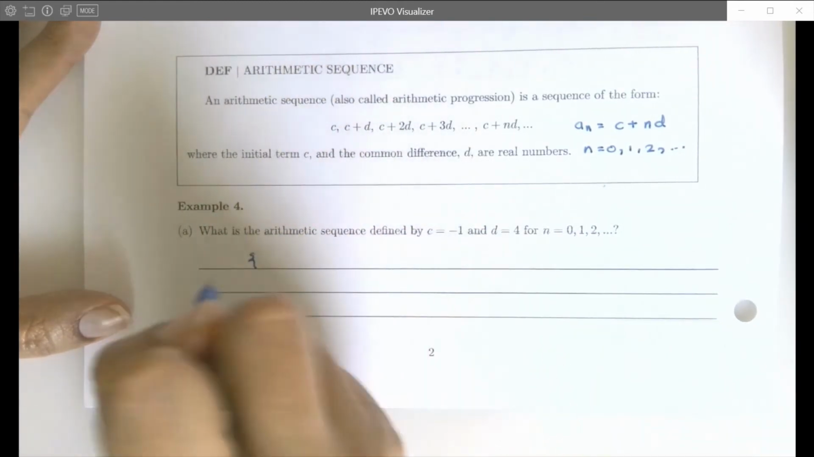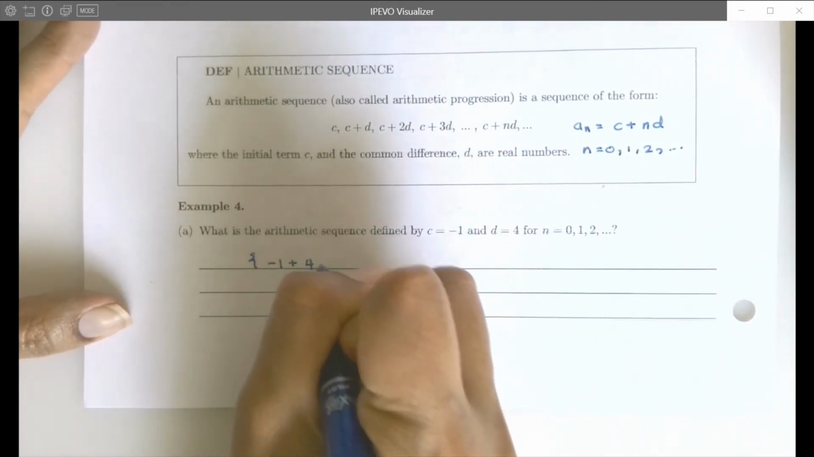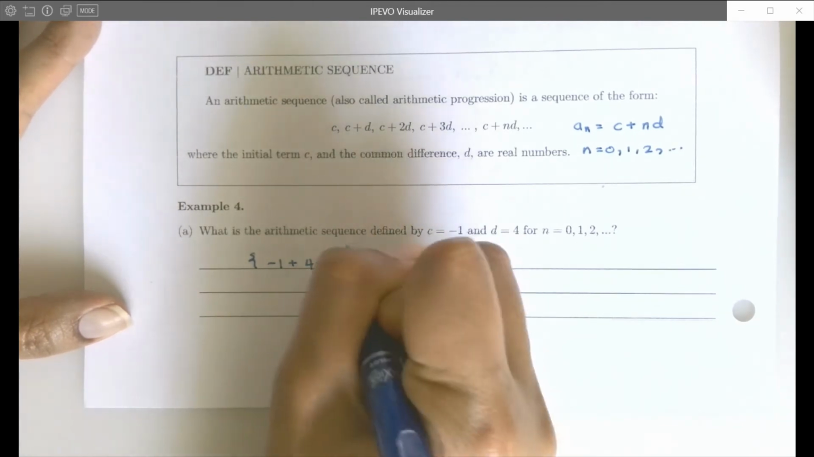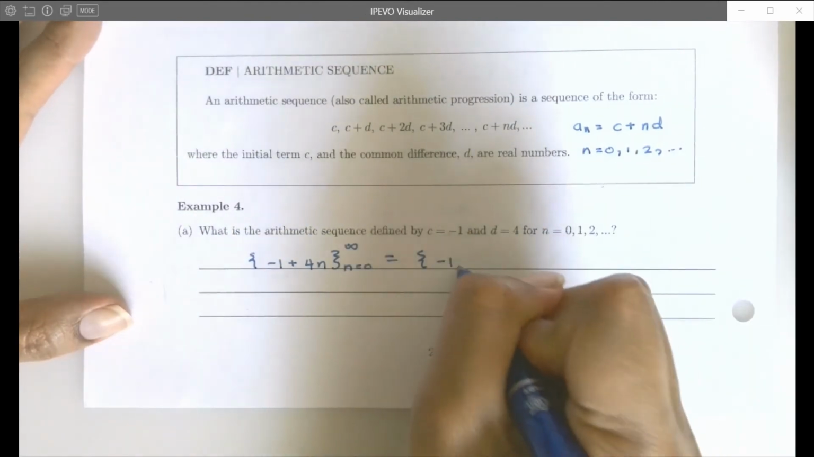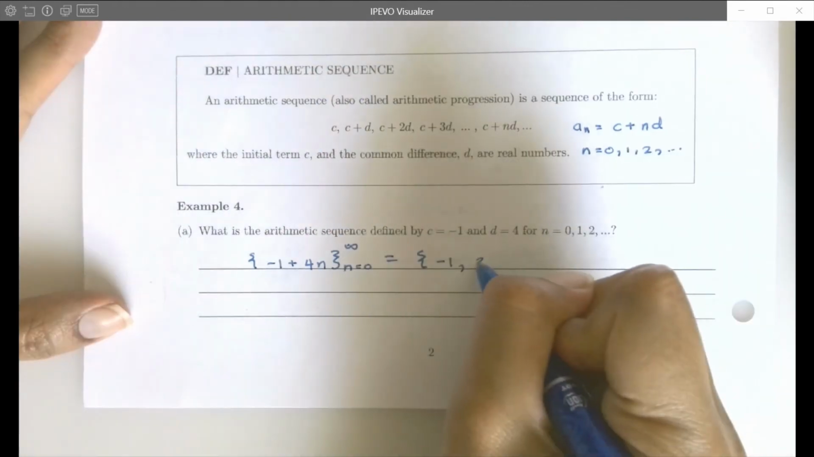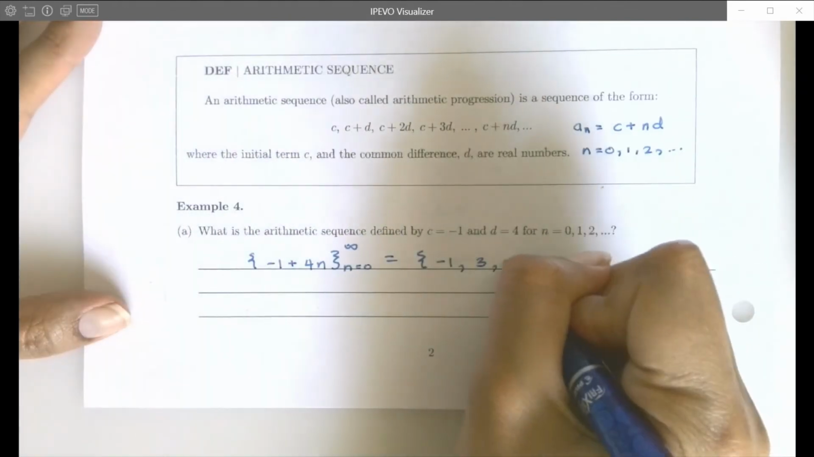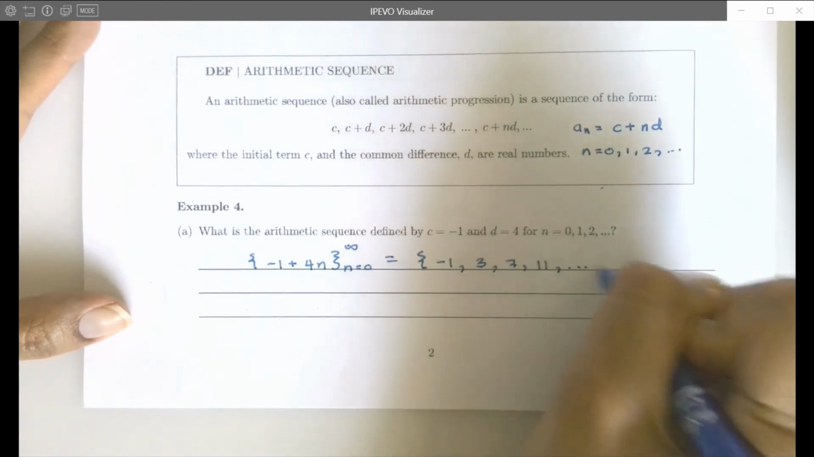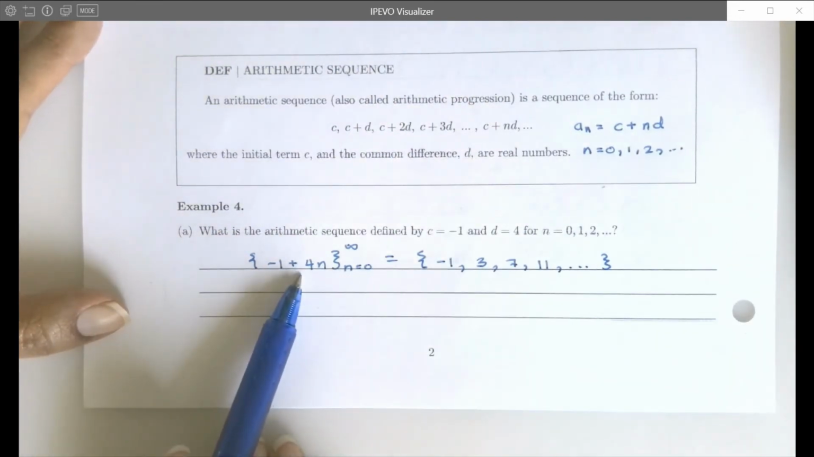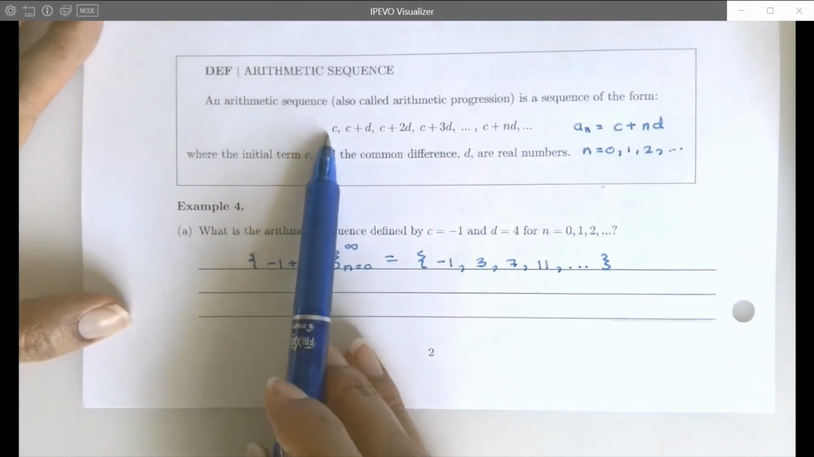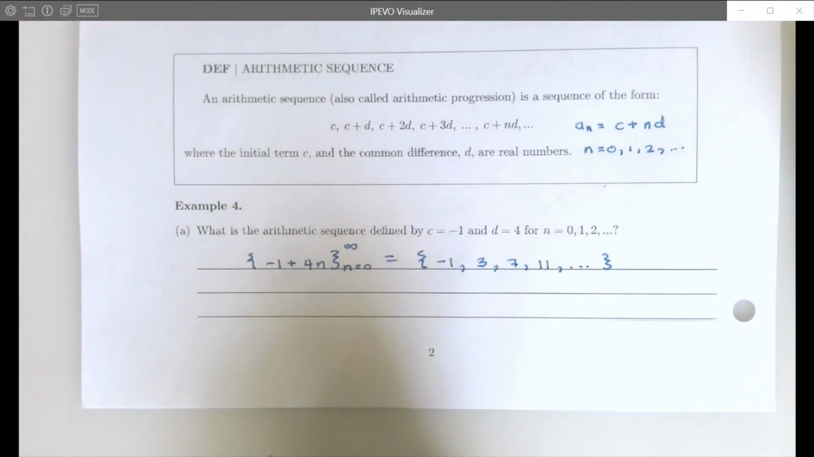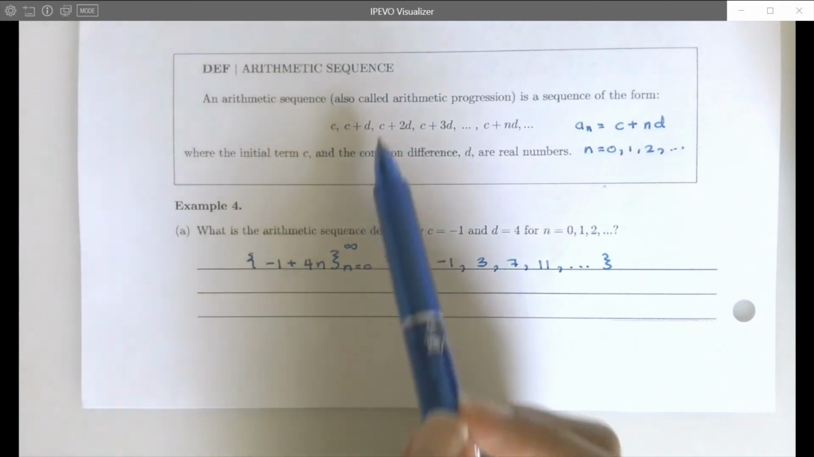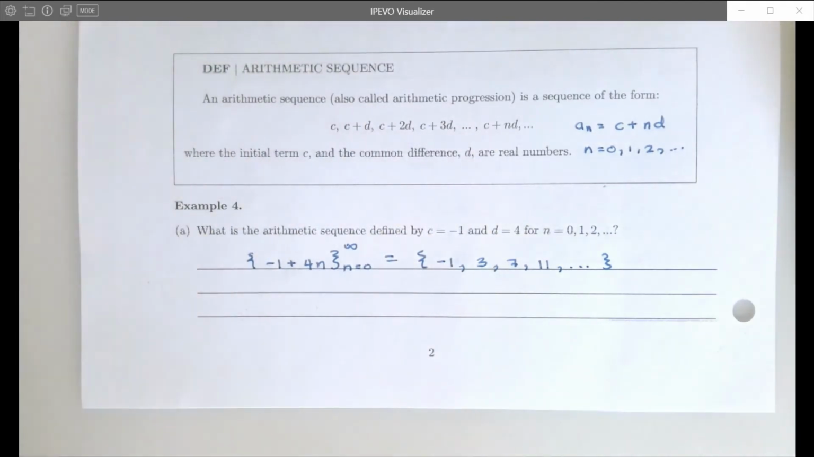So for 4a, we're looking at the arithmetic sequence that is defined by c being -1 and d being 4. So in general, we have -1 plus 4n, where n is starting at 0 and going out to positive infinity. So when n is 0, we get -1. When n is 1, we get 3. When n is 2, we get 7. And then the pattern simply continues, adding 4 each time. So you can think of C as being your starting point, and then N is a multiple of D. So we just keep adding D depending on which multiple we're considering.